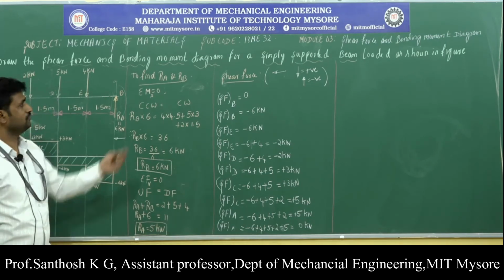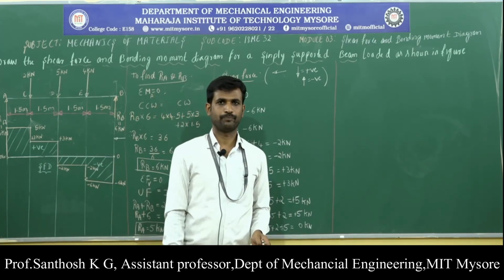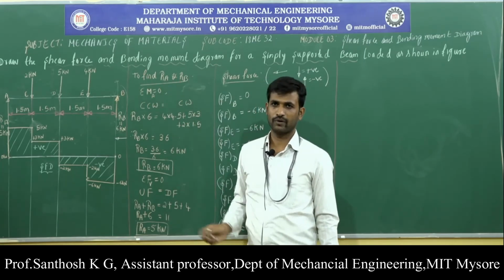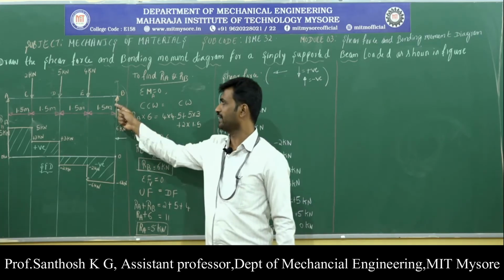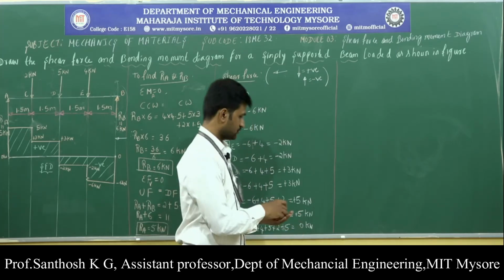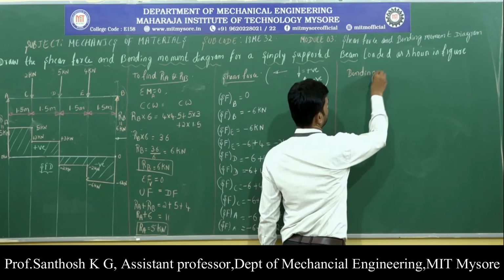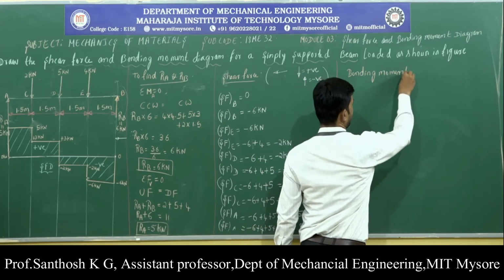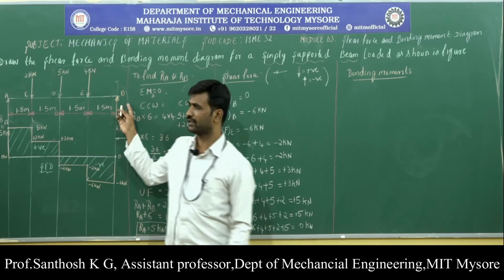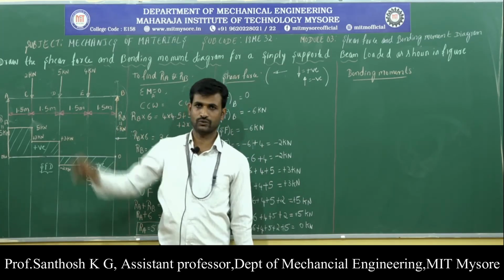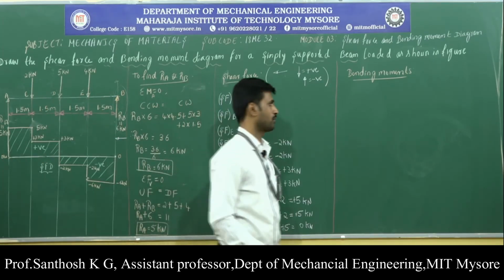Now, let us try to write the bending moment diagram for the same beam. In order to write the bending moment diagram, first we should find the value of the bending moments at each and every salient point. So, first let us find the bending moments at various salient points. The various salient points, when we move from right to left, are B, E, D, C followed by A.